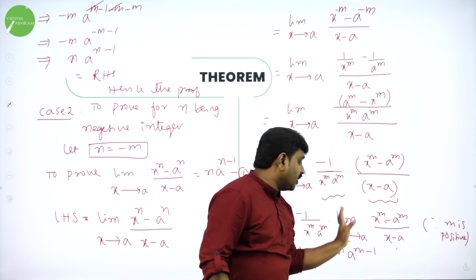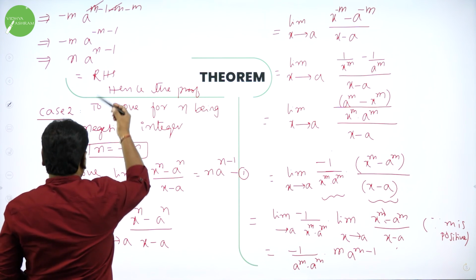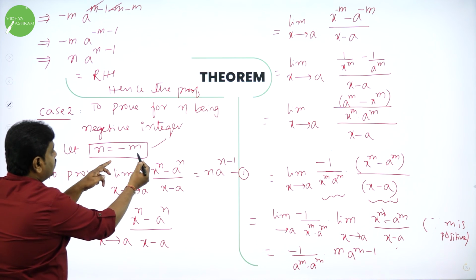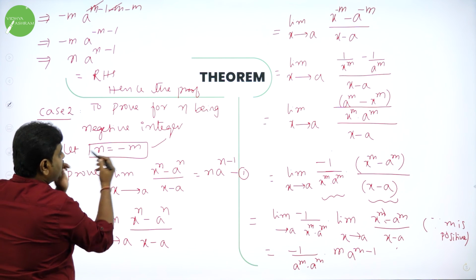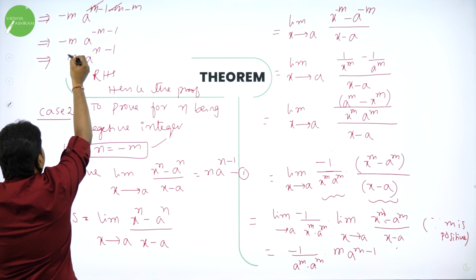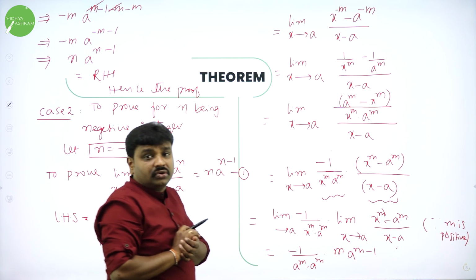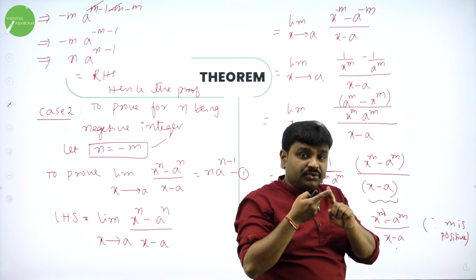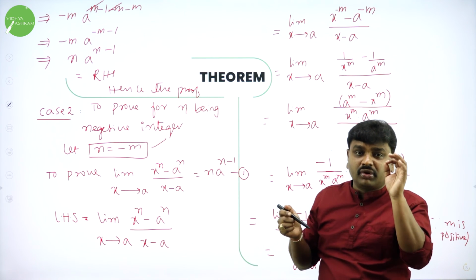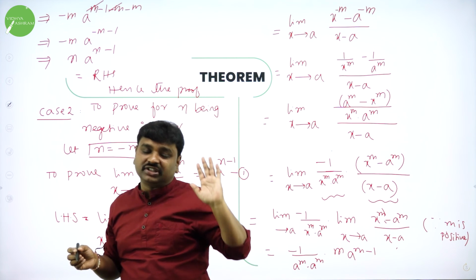So after applying the limit, we will get m into a power m minus 1. In the place of m, substitute. What is n? n is minus m. So first simplify: wherever minus m is there, put n. So you will get this. Now we have proved it for negative integers also. Now the theorem is true for positive integers and negative integers. Therefore, the theorem is true for integers, both positive and negative.